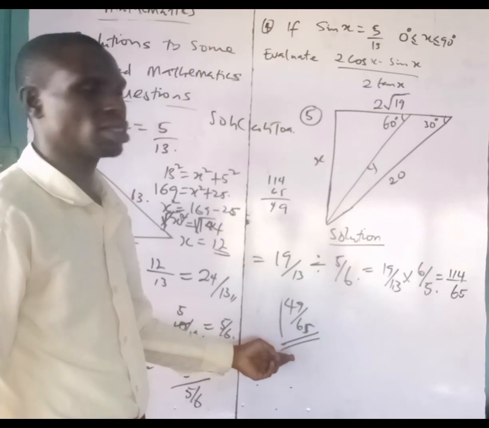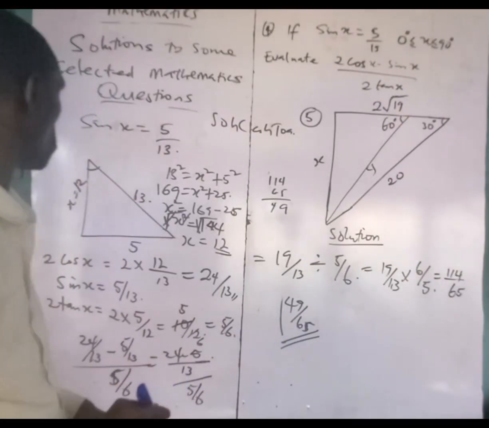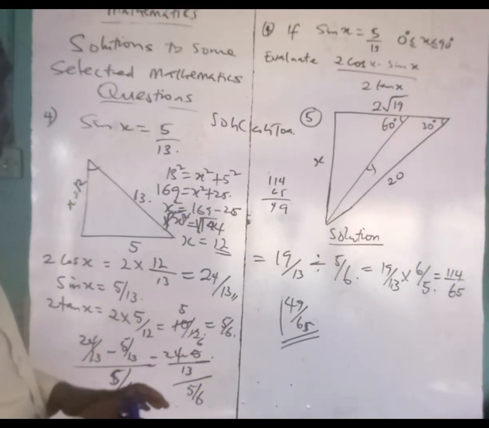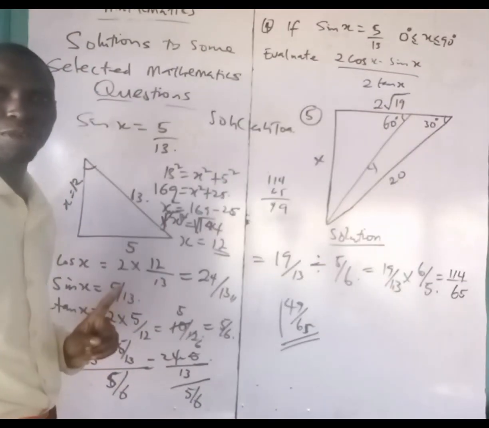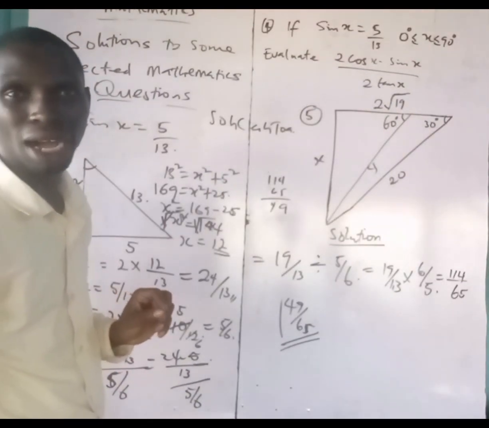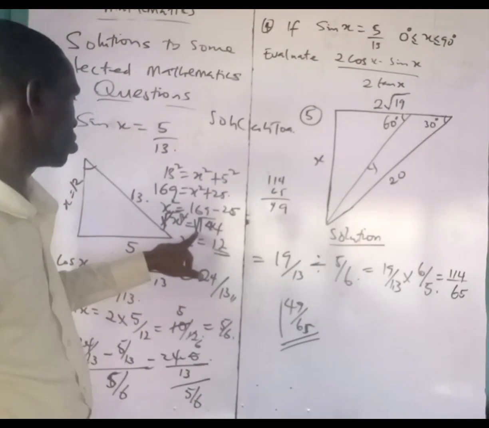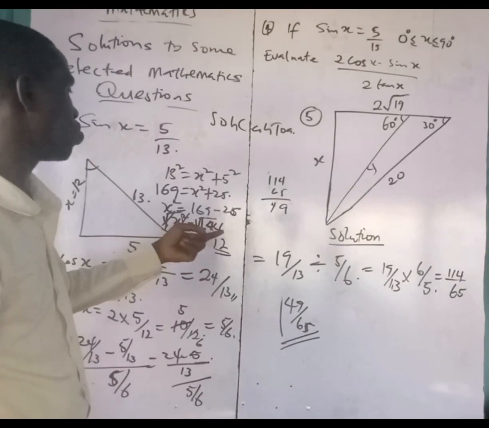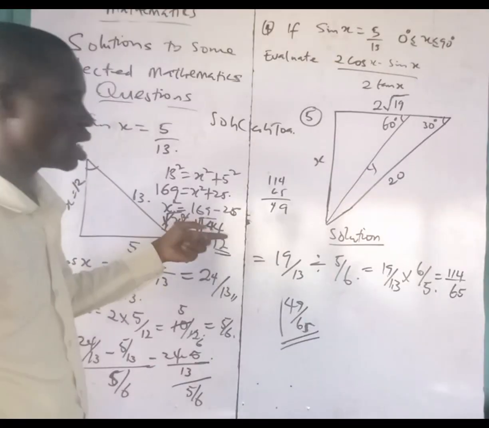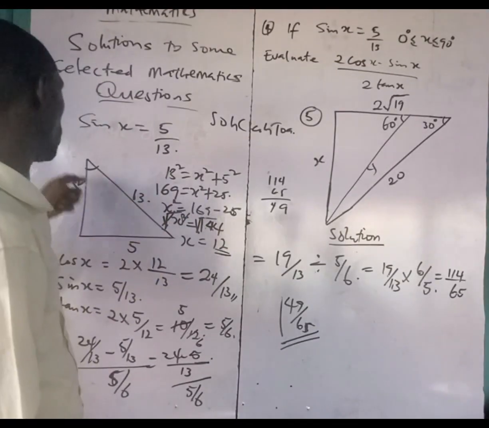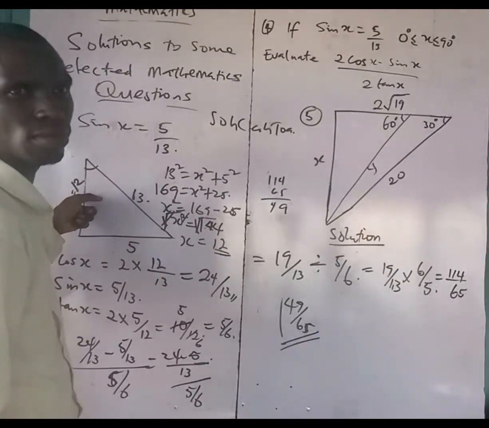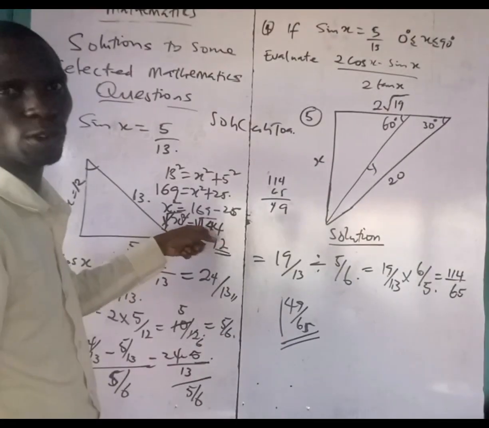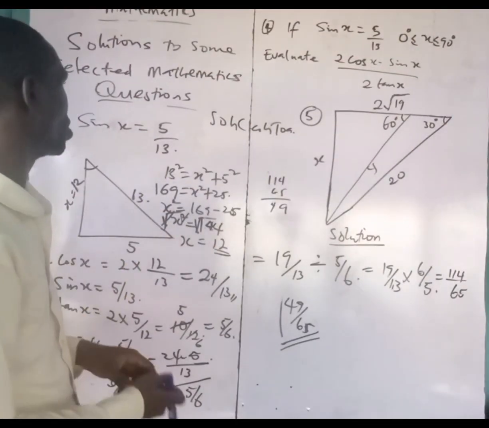I hope you understand number 4. Please don't forget, there was a little calculation error here the other time. 169 minus 25 is 144. Then the square root of 144 is 12. It's not 124 but 144. It has been corrected now.